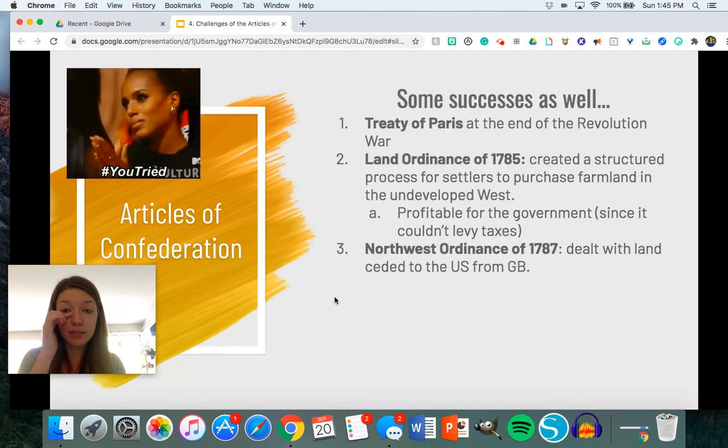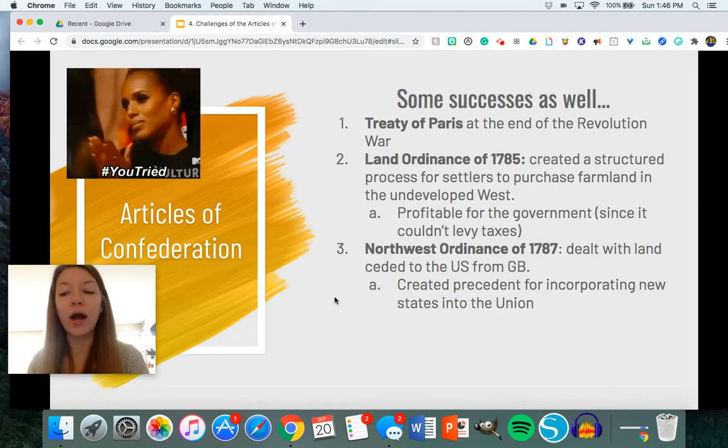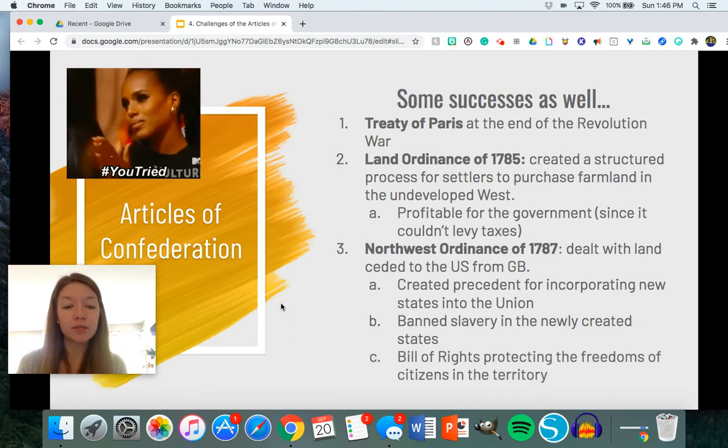And then the final success of the Articles of Confederation was the Northwest Ordinance of 1787. This ordinance dealt with the land that was ceded or given to us from Great Britain after the Revolutionary War. Big thing here is it's going to create a precedent or an outline for incorporating new states into the Union. It listed requirements for joining the Union of the United States. It banned slavery in those newly created states, and it required a Bill of Rights to be incorporated in that state's constitution to protect the freedoms of the citizens in the territory.